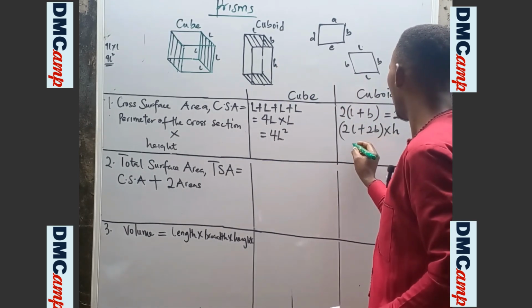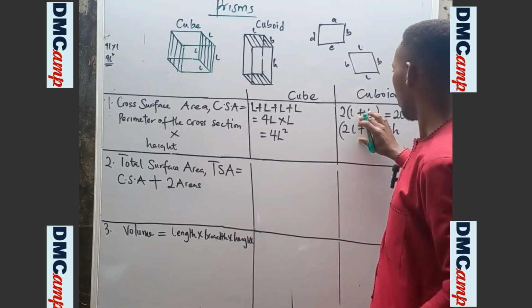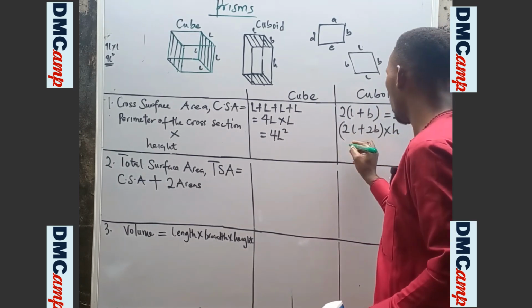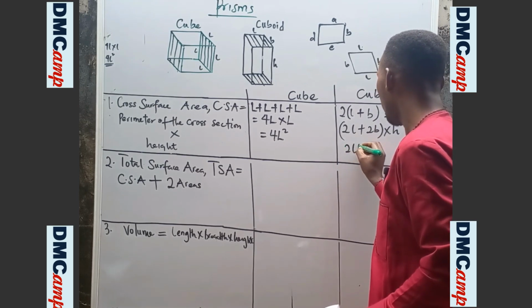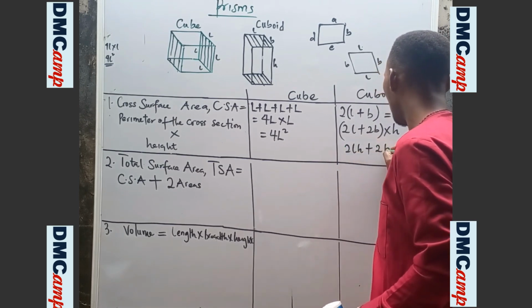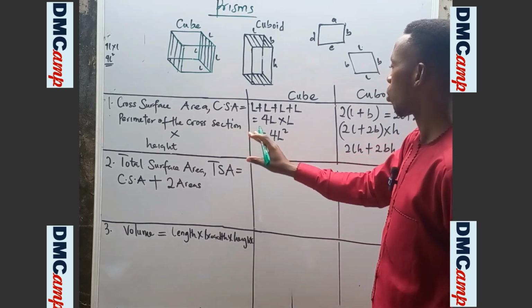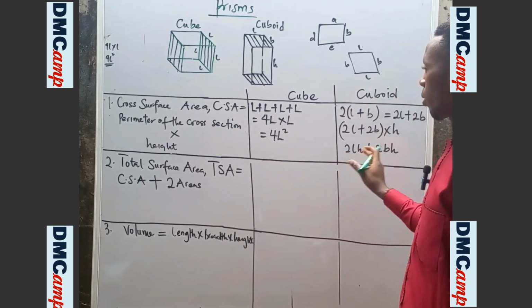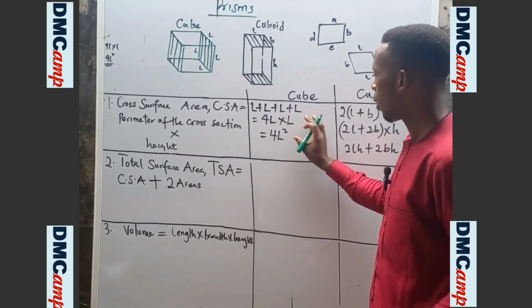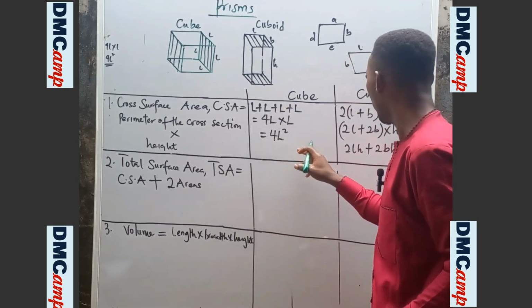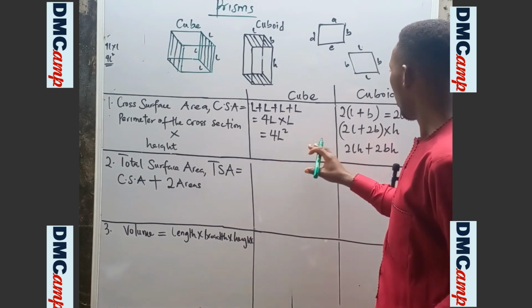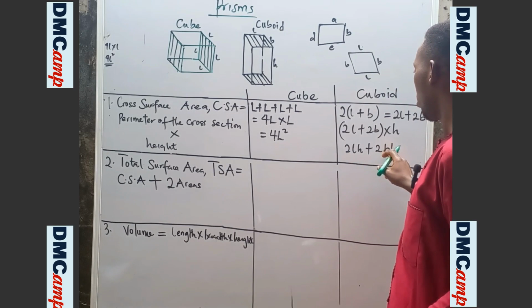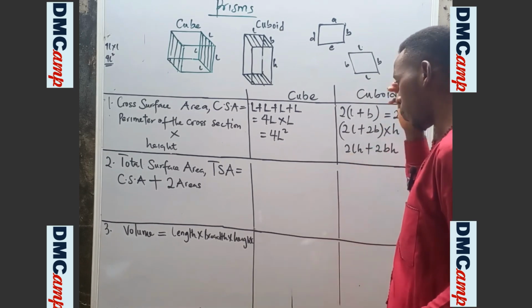This will give you the perimeter, and this will give you the height. So the two of these will give you 2LH plus 2BH. This is the cross surface area of a cuboid. This is the cross surface area of a cube, 4L squared. The cross surface area of a cuboid is 2LH plus 2BH. You can see it here.